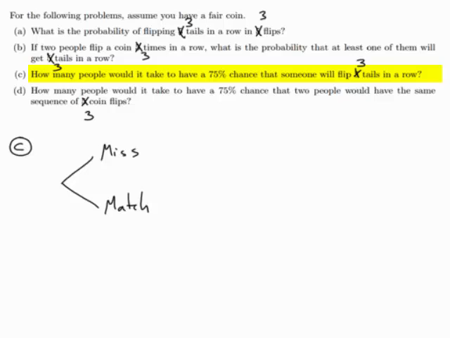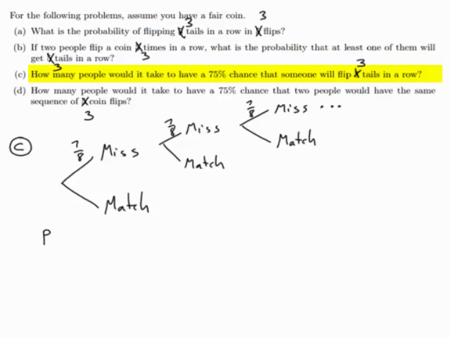We're going to focus only on the misses. The dot, dot, dot just means that this branching action will continue. And we also know from the previous problem that there's a 7/8 chance of missing at each step. The probability of at least one person matching, meaning one person hitting 3 tails in a row, is 1 minus the probability of all missing.